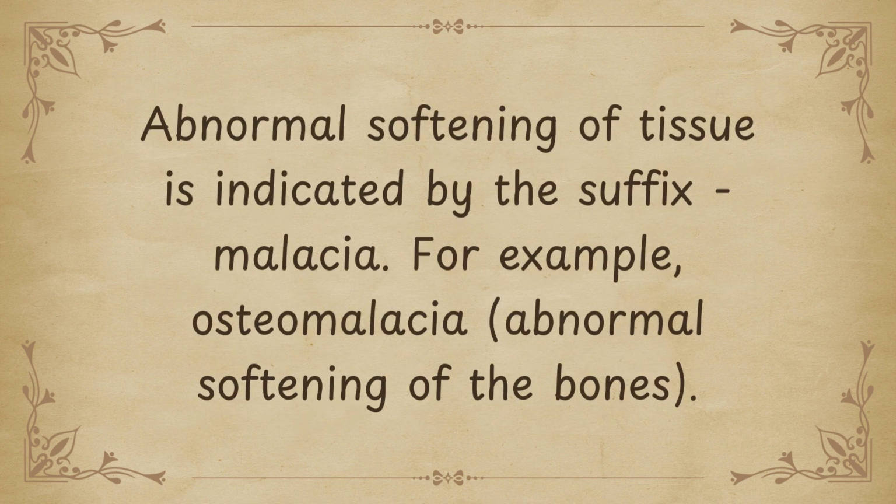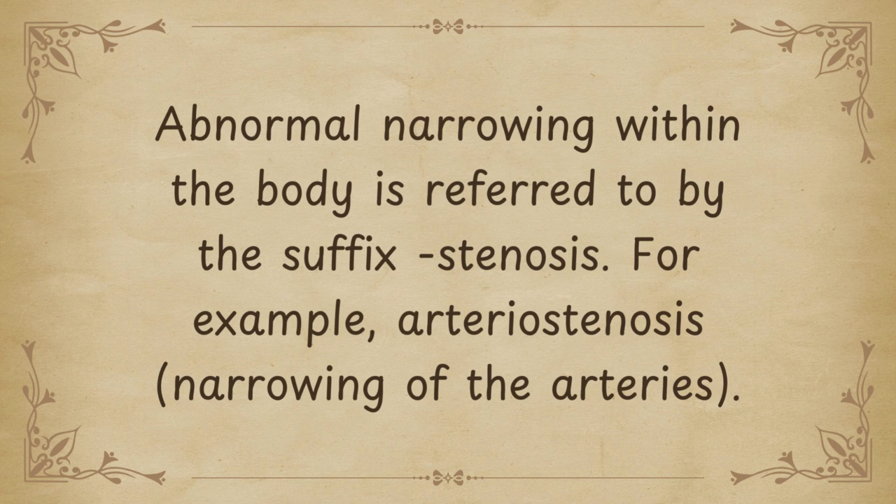Abnormal softening of tissue is indicated by the suffix malacia. For example, osteomalacia, abnormal softening of the bones. Abnormal narrowing within the body is referred to by the suffix stenosis. For example, arteriostenosis, narrowing of the arteries.